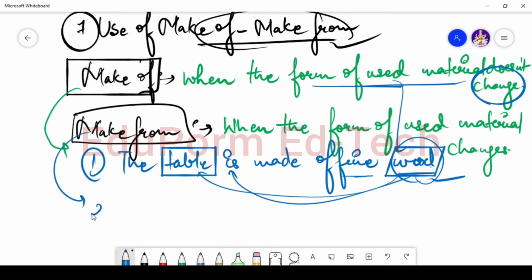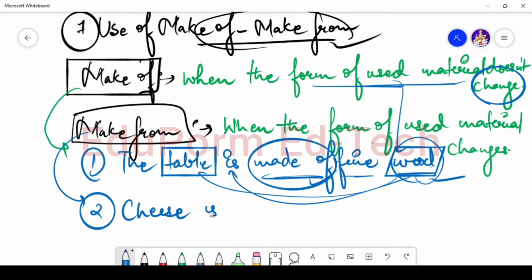But in case of make from, see, made of. Don't get confused if I have used made, the past tense. It's make and made, the past tense of make. Okay. So made of will be used when the form of used material doesn't change. Let's see when make from will be used. Like if I say that cheese is made from milk. Okay. So why have I used made from here?